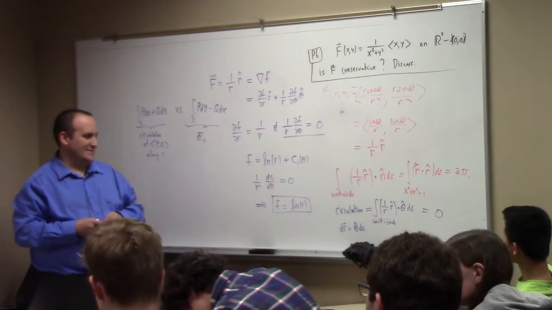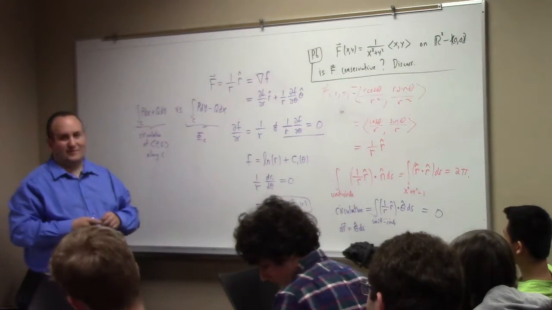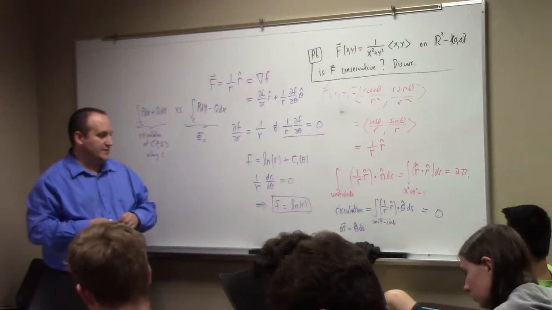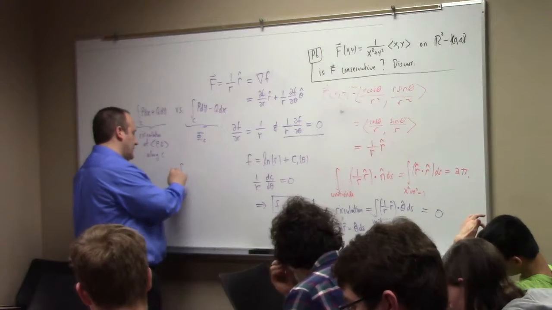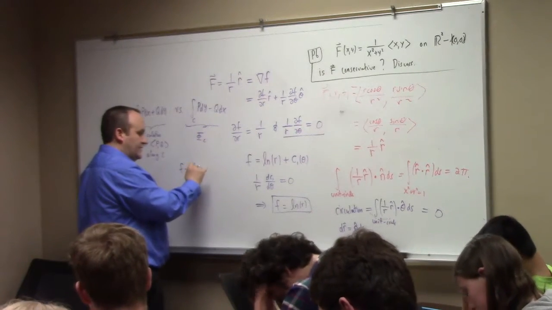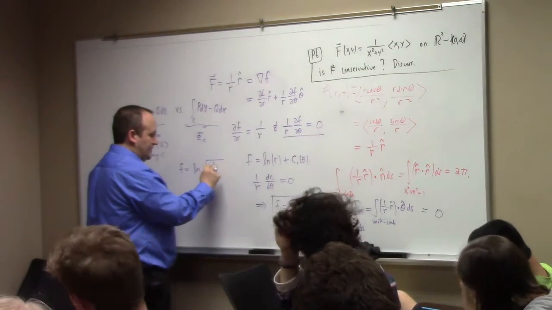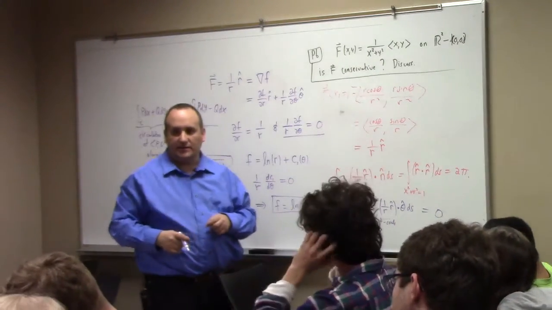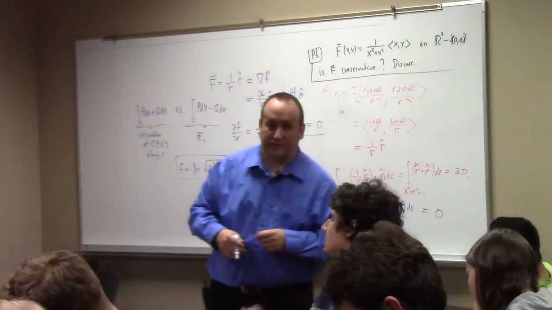He said it wasn't conservative? Oh, okay, well, you shouldn't have told me that. We could have, now that I've erased it. But yeah, I think it is conservative. And in particular, f, the natural log of the square root of x squared plus y squared, is its potential function. That's defined on the punctured plane, and the gradient of that gives you back the vector field again.